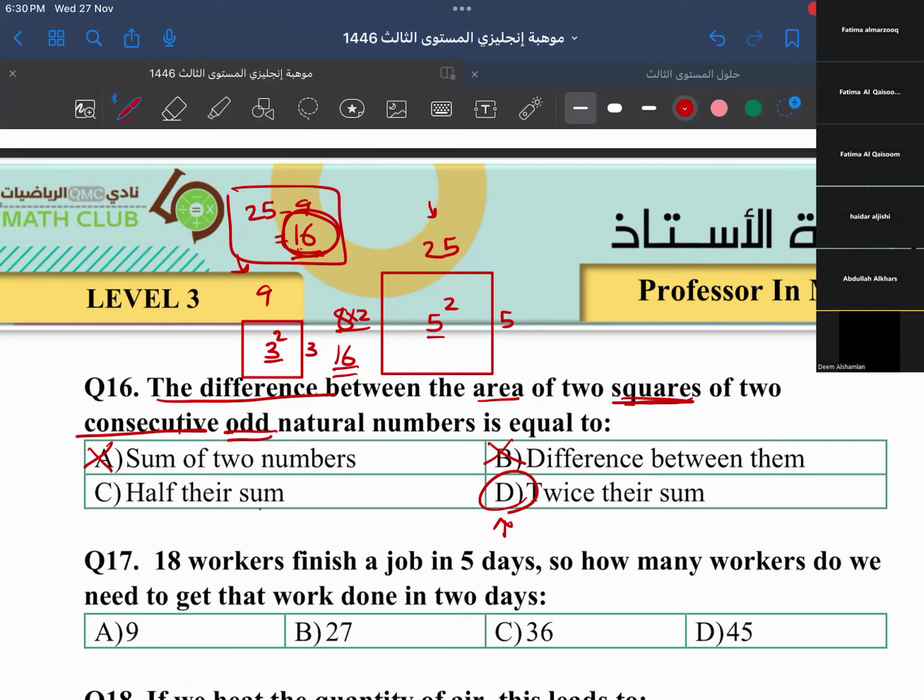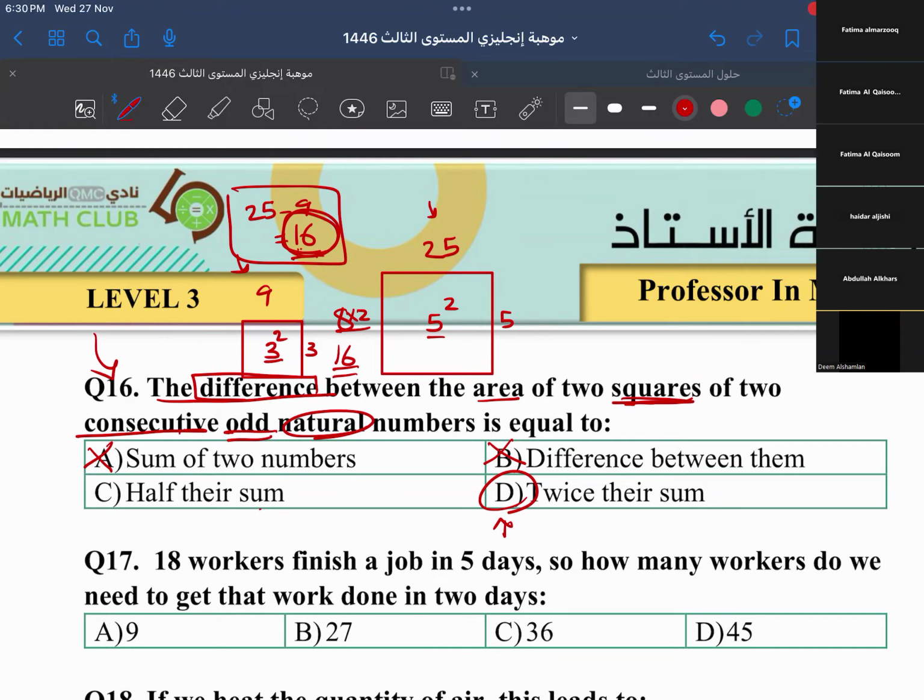All of it. Okay, so first I'm going to visualize the question that we have. They said the difference here means that I'm going to subtract them from each other, of the area of two squares of two consecutive odd natural numbers. So natural here means they're integers, they're not with fractions.